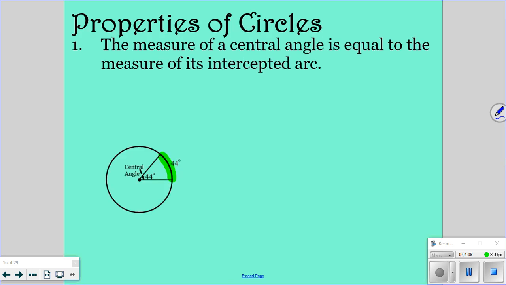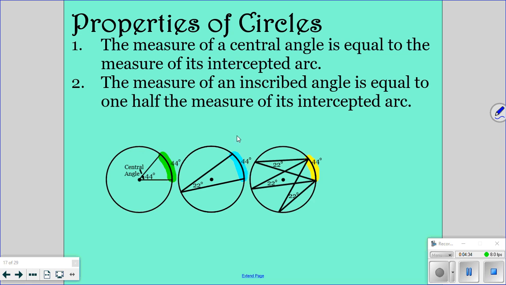So now we're going to look at some properties of circles. One property is that the central angle is equal to the measure of the intercepted arc. So this arc right here is our intercepted arc, and this is our central angle. It's called a central angle because it starts at the center of the circle. And so if this is 44, then the arc is 44, and vice versa.